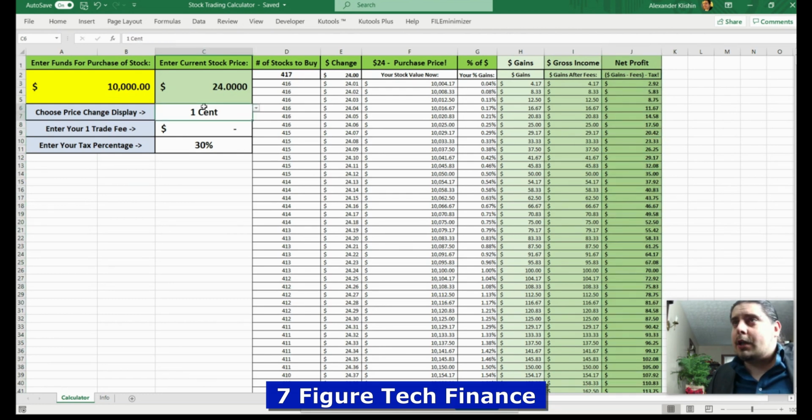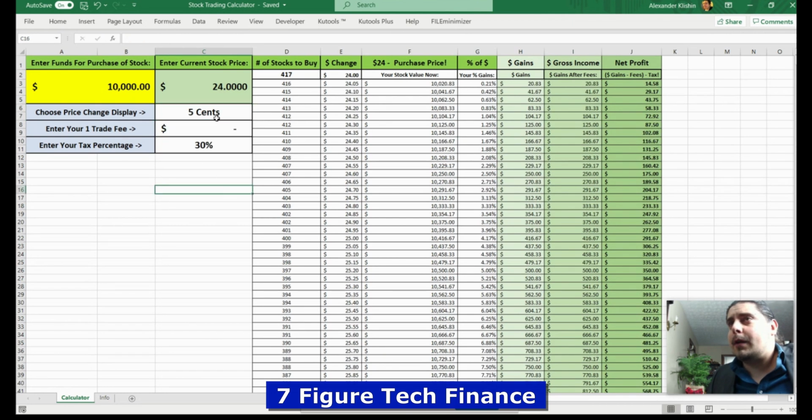If we want to change increments, if the stock is very volatile and maybe let's say it moves not by 1 cent, but maybe by 5 cents or 20 cents. So here's 5 cents, then we can change increments, and this calculator will automatically adjust itself to 5-cent increments. So we can see that at $24, we can buy 417 shares, and then the next increment is $24.05, $24.10. And to the right, we can see percentage of our gain.